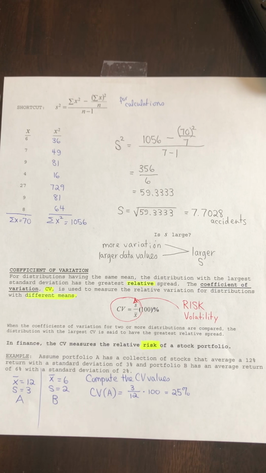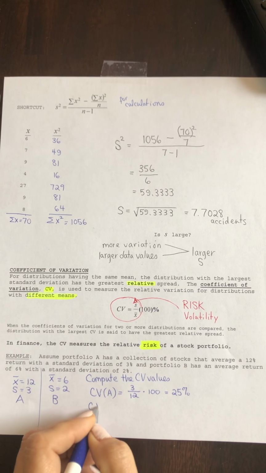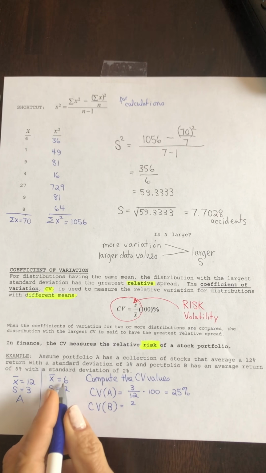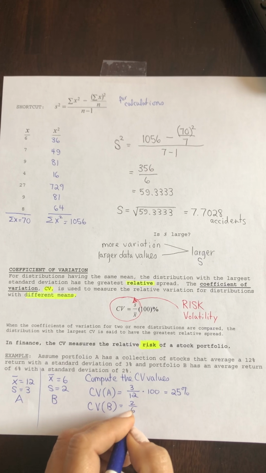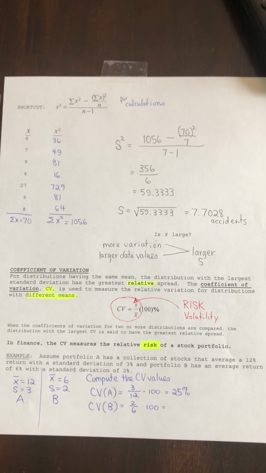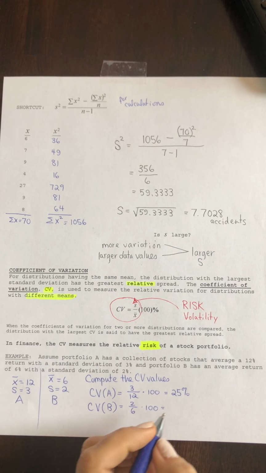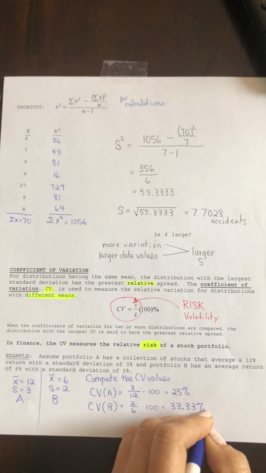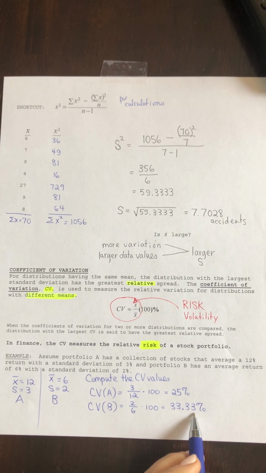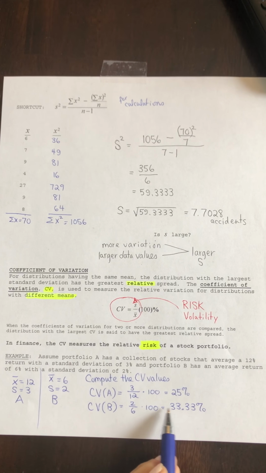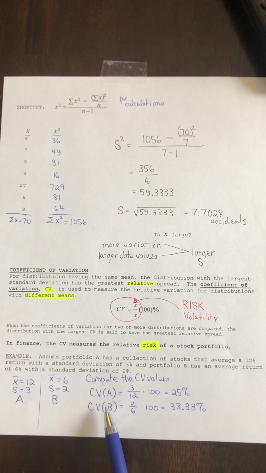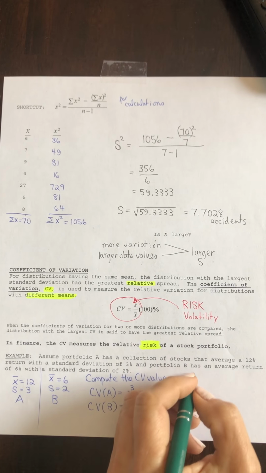Then we're going to calculate the CV for the B portfolio. We're going to take the standard deviation of 2, divide by 6, and multiply by 100. And what you're going to get is 33.33%. You really want to make sure that your percentage is to at least 2 decimals because there is a big difference between 33% and 33.33%.